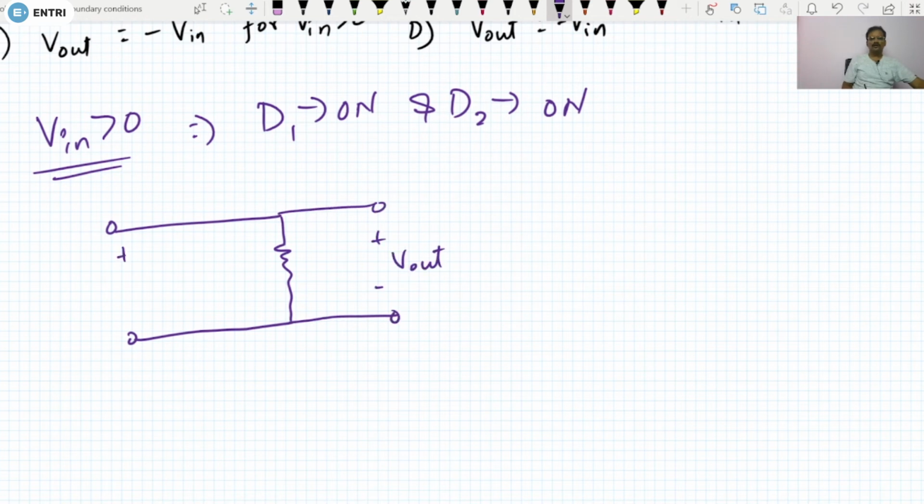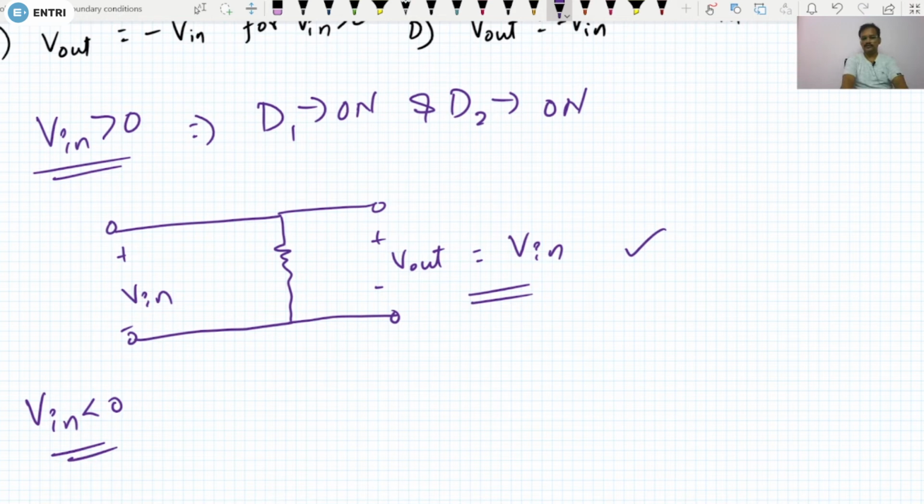So whatever you are going to apply, that is going to appear at the output. So V out is equivalent to V in here. V out is equivalent to V in for V in greater than 0. Next, for V in less than 0, what will happen? We will see.